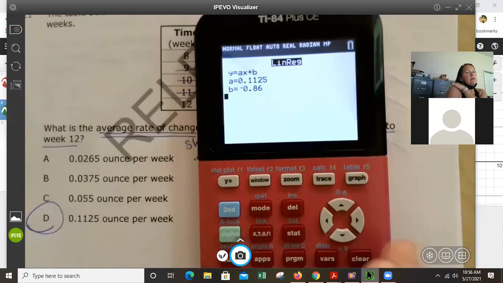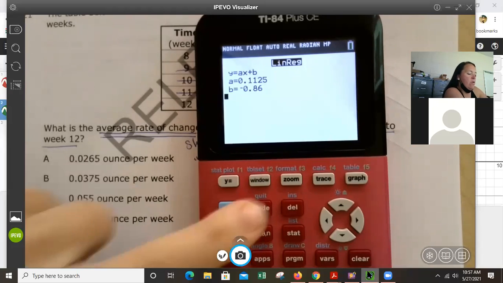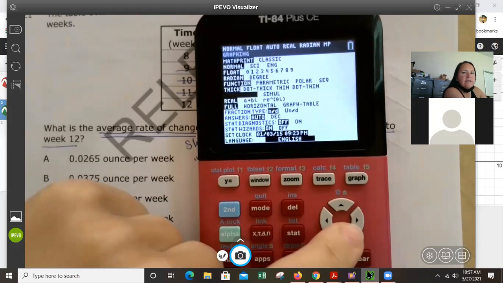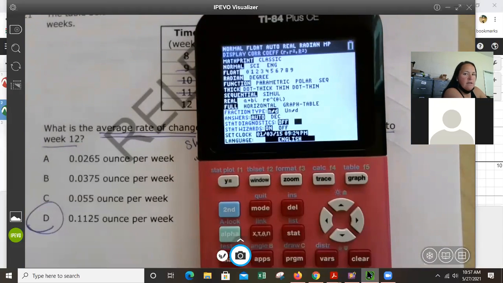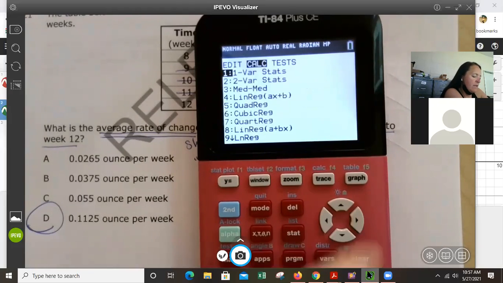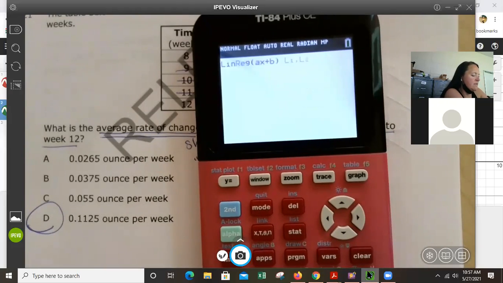What do you not see on here? What do we normally see that we don't see on here? The R values. How do I get those back? Because here's what happened: middle school borrowed our calculators, and so they reset them. Your calculator will be reset when you get it on Wednesday. So how do I get that R back? Mode, and turn those stat diagnostics on. Turn it on. Y'all have to remind each other of that. I cannot tell you that. So then when I do this, my R will be back. Don't forget that. Okay, is everybody good?